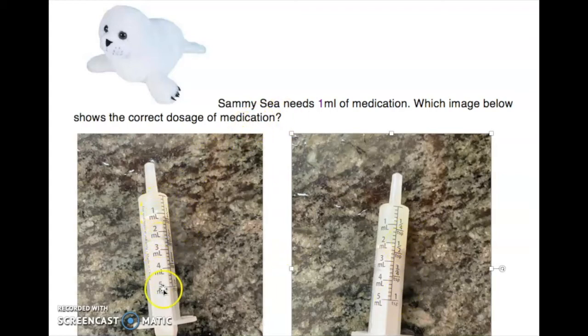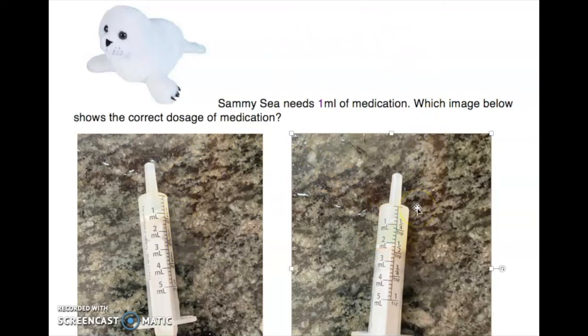For this one, you can see that there's only medication at the very top. At what number does the white line meet? Let's look. This is the number 1. Now let's look over here. On this syringe, the white line meets the line at number 2. So this has 1 milliliter and this has 2 milliliters.